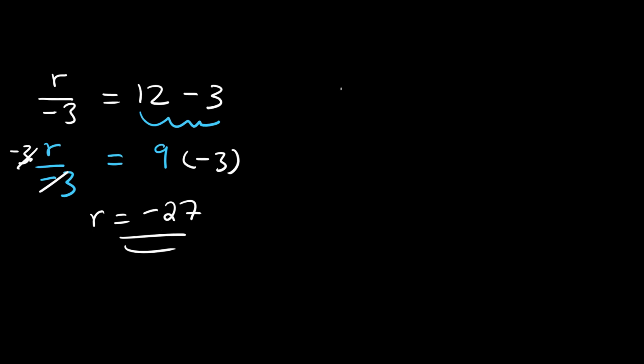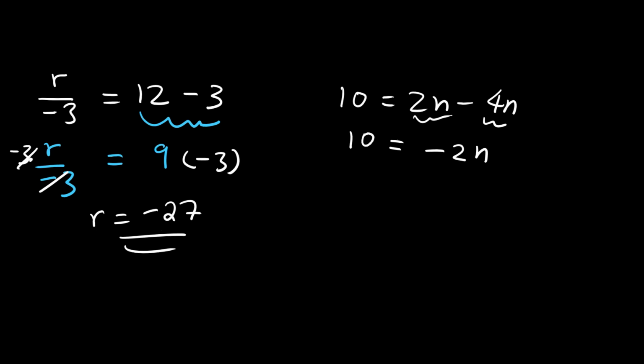Try 10 equals 2n minus 4n. On this side, let's do the like terms first. 2n minus 4n will be negative 2n. Now we need to divide by negative 2 over here and divide by negative 2 over here. 10 divided by negative 2, that will be negative 5 equals n.